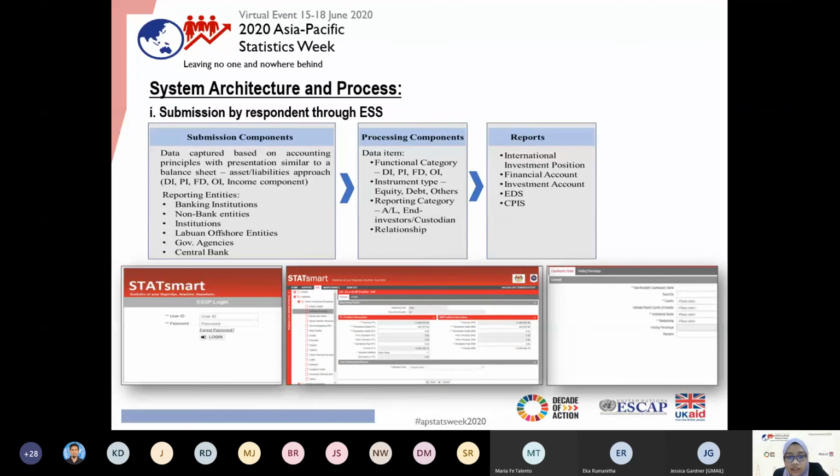In this front end module, namely ESS, the respondents are required to report their external statistics, financial assets and liabilities, following the accounting part. The reporting entities are banking institutions, non-bank institutions, Labuan offshore entities, government agencies and the central bank. The reporting is done similarly to a financial statement, further categorized by direct investment, portfolio investment, financial derivatives, other investment, and also the income component.